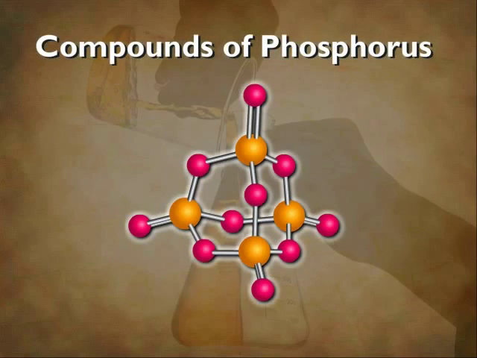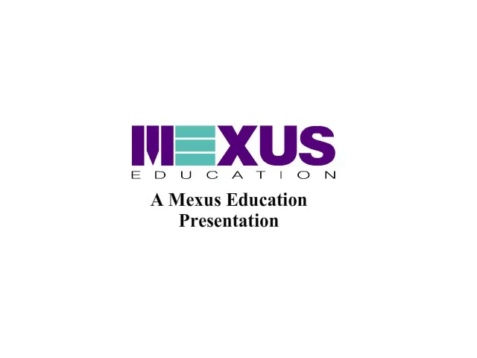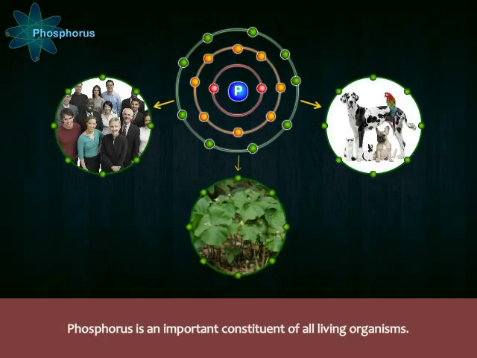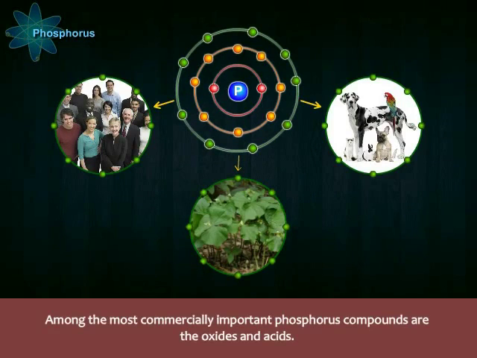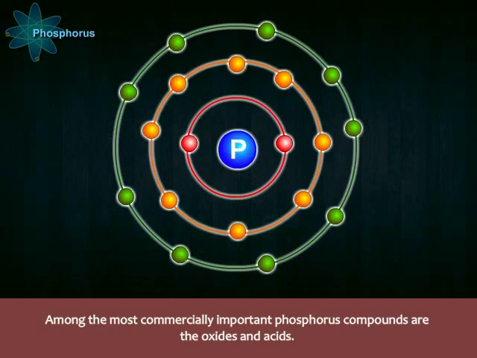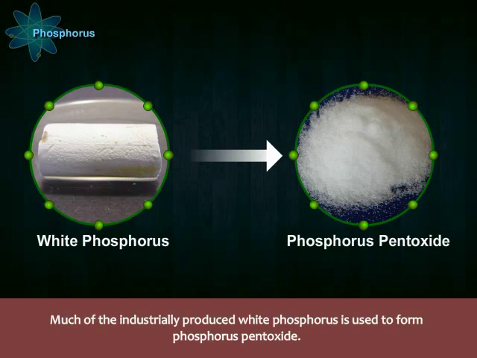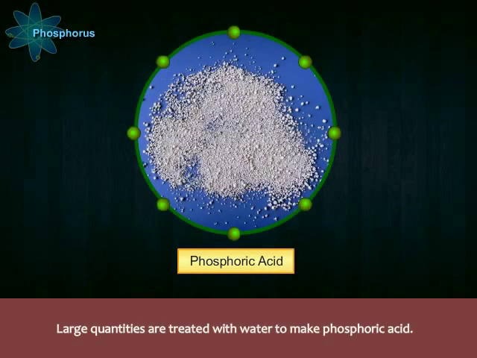Compounds of phosphorus. Phosphorus is an important constituent of all living organisms. Among the most commercially important phosphorus compounds are the oxides and acids. Much of the industrially produced white phosphorus is used to form phosphorus pentoxide. Large quantities are treated with water to make phosphoric acid.